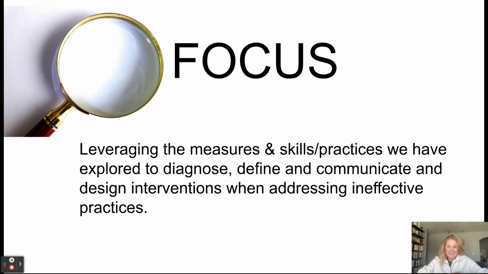So our focus is to use what we know and to leverage those measures and skills and practices that we've been exploring and learning about to then diagnose, define, and communicate when there is a problem, and then using a continuum of interventions to support teachers in addressing ineffective practices.